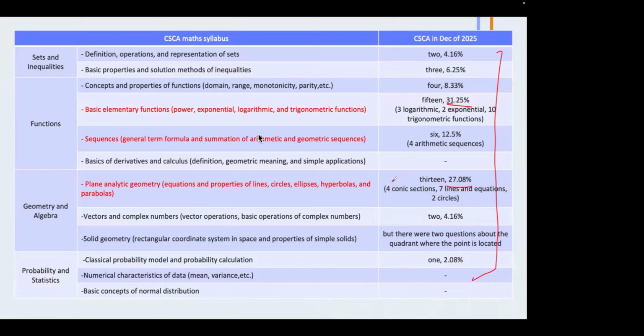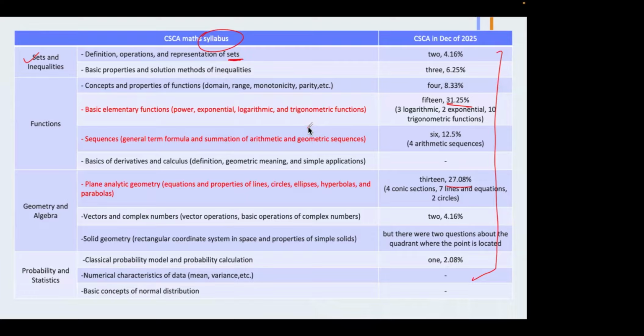In the left-hand side, we have the syllabus. So majorly, we have 4 parts here. The first one is sets and inequalities. And in this part, you will learn definition, operations, and representation of sets. This one is simple, but they're important because you will utilize them in probability as well. So you will have the calculation of intersection, union. This kind of thing will lay a foundation for probability, especially for independency, okay?